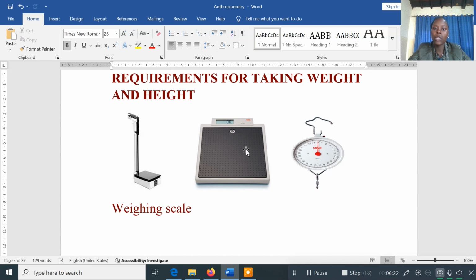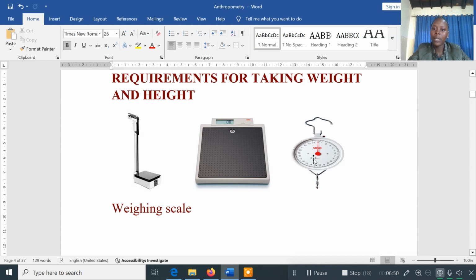Electronic meaning that it uses power or batteries to operate. Okay, so this one uses batteries. When you lift it behind at its base, it has somewhere where you're supposed to put batteries in so that it is able to operate.